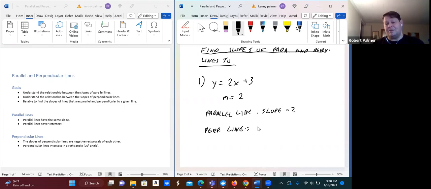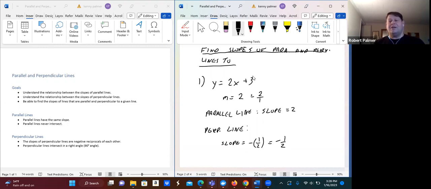Let's talk about how to find that. For a perpendicular line, the slope is equal to its negative reciprocal. We take the reciprocal of this, and reciprocal means we flip it. You think of 2 as 2 over 1. Then it becomes the reciprocal of that, and then we just negate it. And so that slope is negative 1/2.